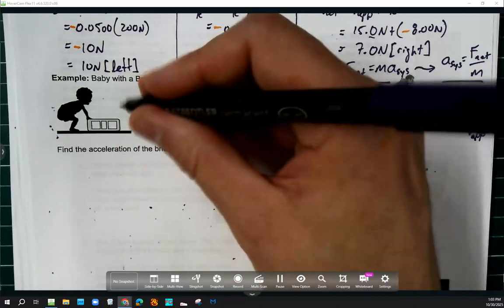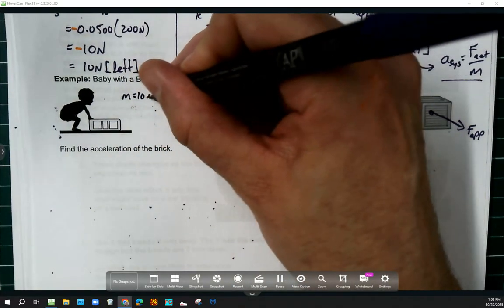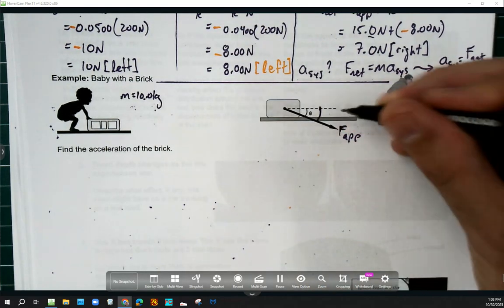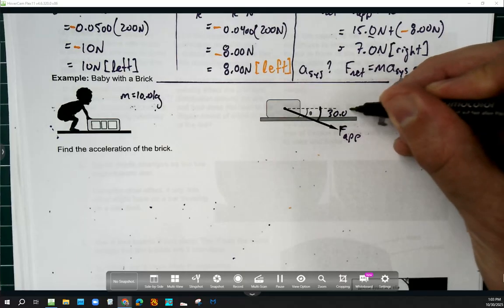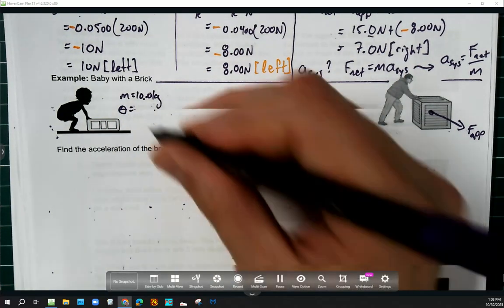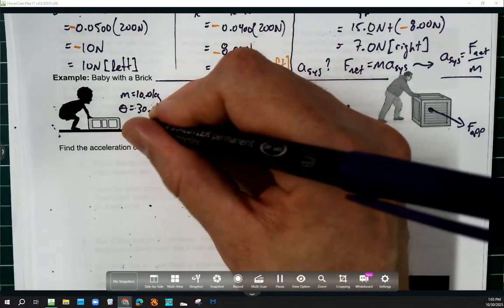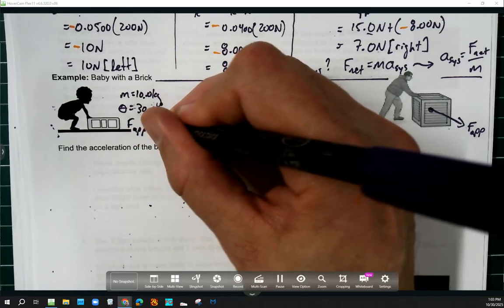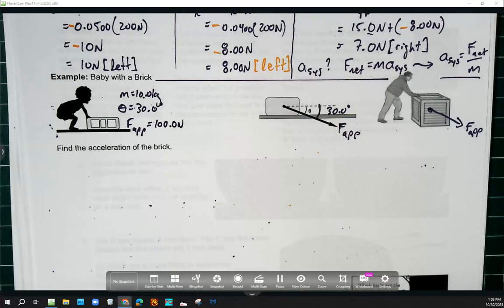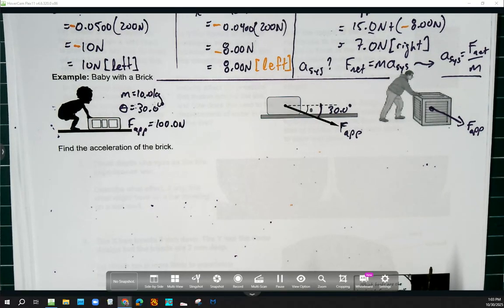So I want to put it out there, a few pieces of information. The mass of my brick is 10.0 kilograms. I want to say that that theta value, this angle right here, is 30.0 degrees. So I'll say theta, the angle below horizontal that the baby is able to push with, is 30.0 degrees. And this is a strong baby. This baby is able to push with 100 newtons. I don't have a good sense of whether that's a lot of force. I feel like it's a lot for a baby. You have to figure that out.